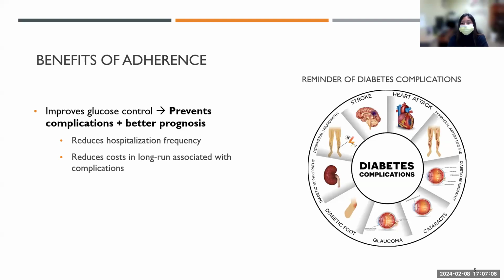So as a reminder, the wheel on the right is going to show the different complications that can arise when our diabetes is uncontrolled or unmanaged. So that means when our blood sugar levels are elevated for a prolonged period of time. That can lead to complications in different organs in our bodies. So in this wheel, we actually have some examples of what can occur, such as a heart attack or stroke, but also different eye conditions such as glaucoma or cataracts, as well as damage to the kidneys or damage to the nerves, resulting in something called peripheral neuropathy.